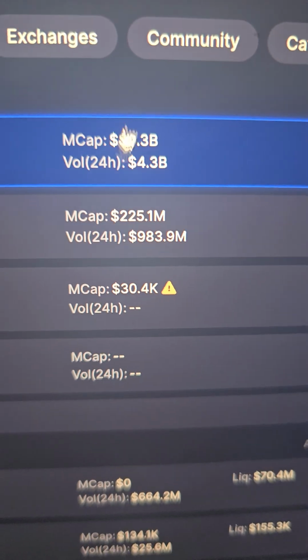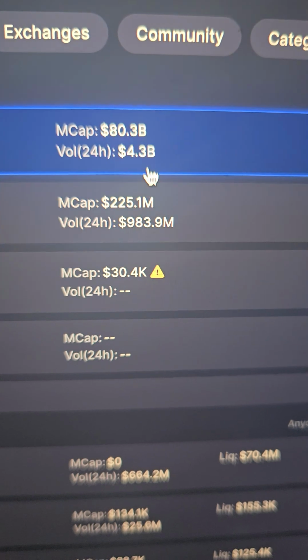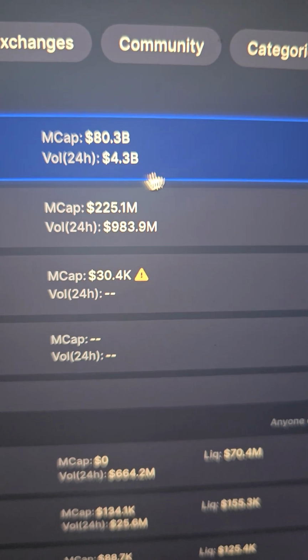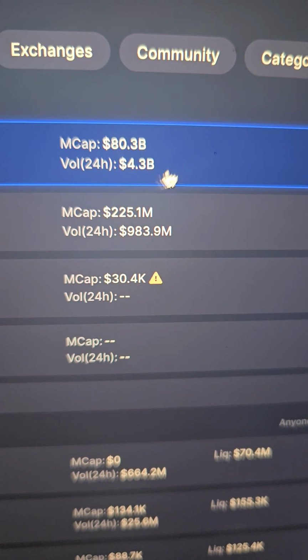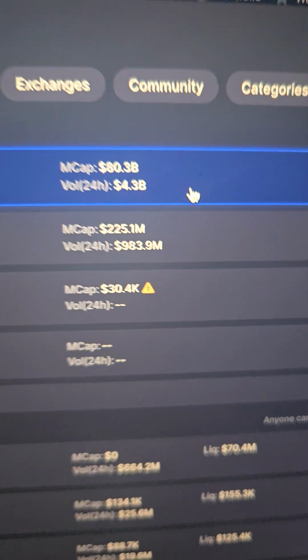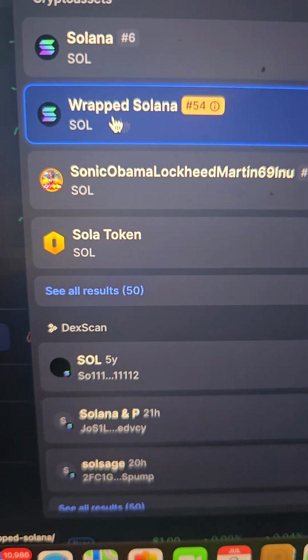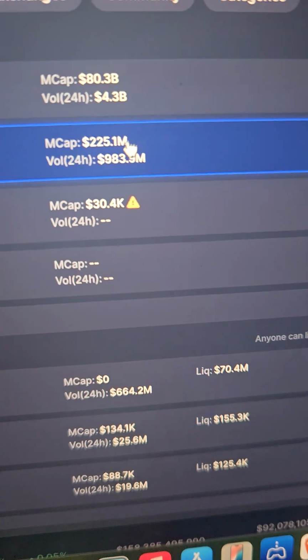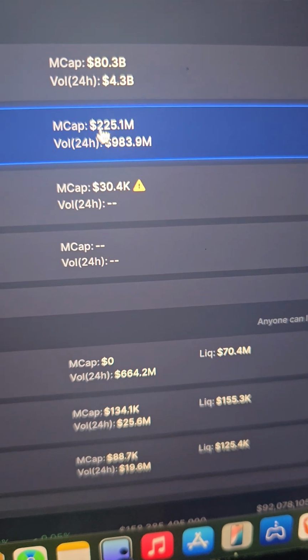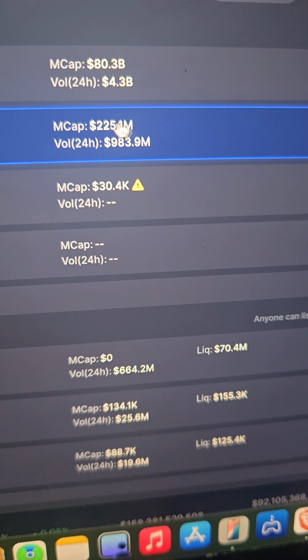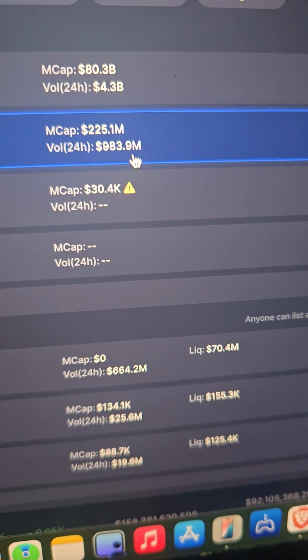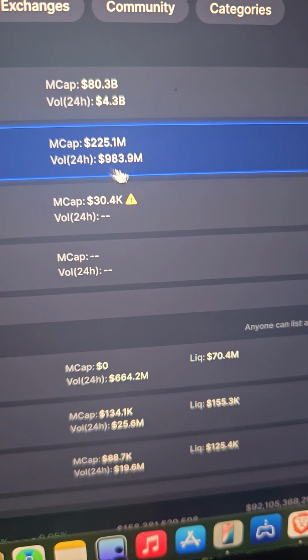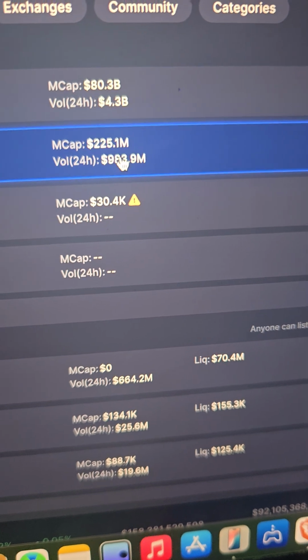And as you can see, the market cap is $80 billion. And in the last 24 hours, there was $4 billion moved in just this cryptocurrency. Look at this one, Wrap Solana. That's a different cryptocurrency. That's number 54. There's a market cap of 225 million, and in the last 24 hours there was $983 million moved in Wrap Solana.